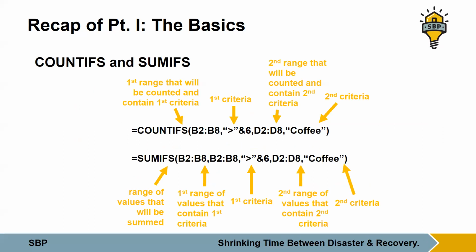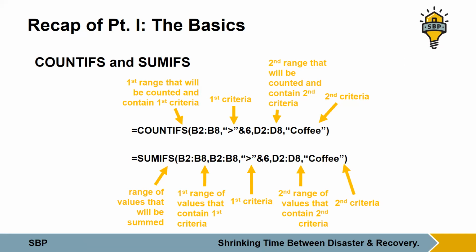We have the function in the front, and then the first range that will be counted and contain the first criteria is listed. Then the first criteria, and I introduced a new thing here. In COUNTIFS or SUMIFS, you can choose an operator: less than, greater than, not equal, equal, less than or equal to. If you put it in quotes with the ampersand, you can add a number there, and then it'll count any value that is greater than 6 in this particular example. Following that, there'll be the second range, if you had another range that needed to be a certain value in order for the item to be counted, and then that criteria.